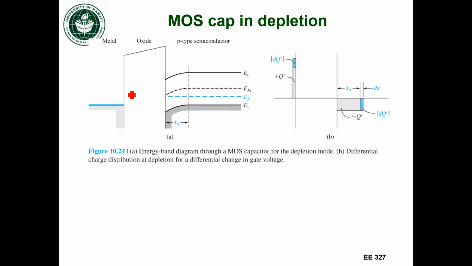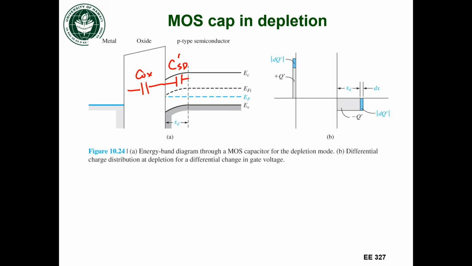Maybe I'll draw it on this diagram. So my oxide capacitance, and I'm going to have some capacitance associated with the space charge region. Your book calls this C sub SD prime, and those are in series.